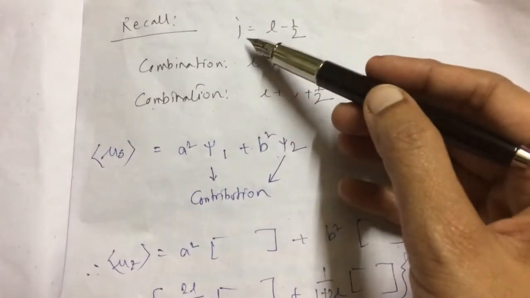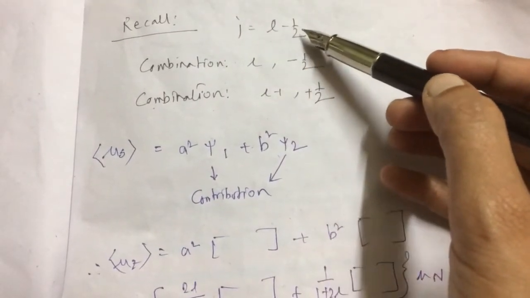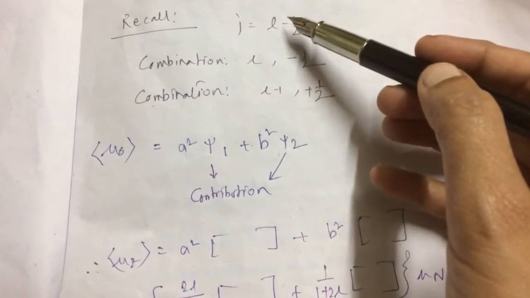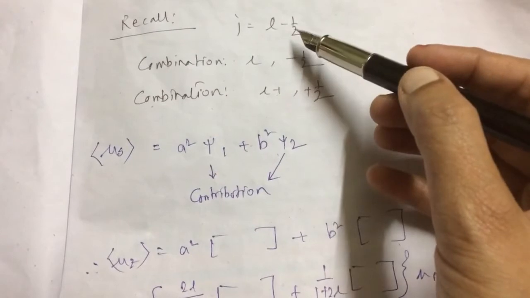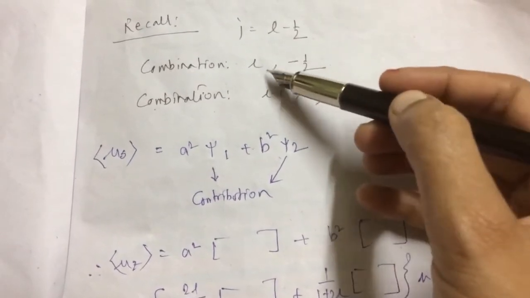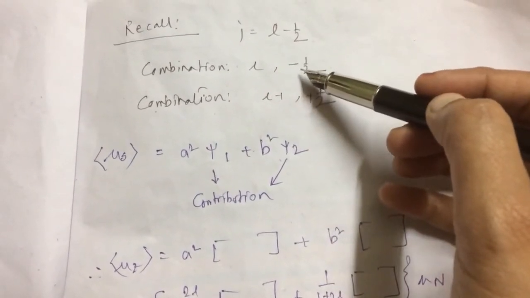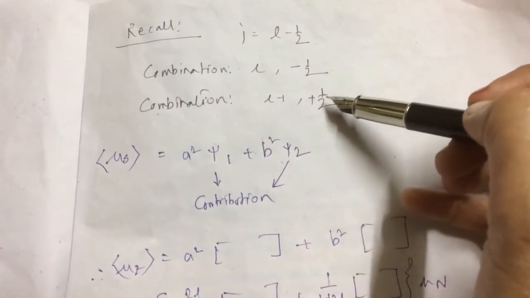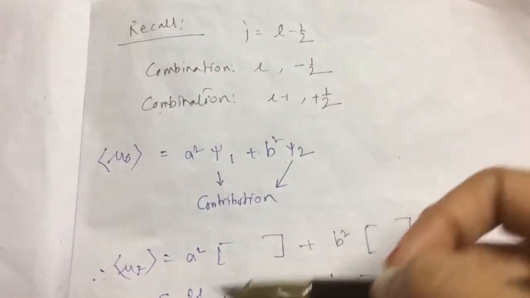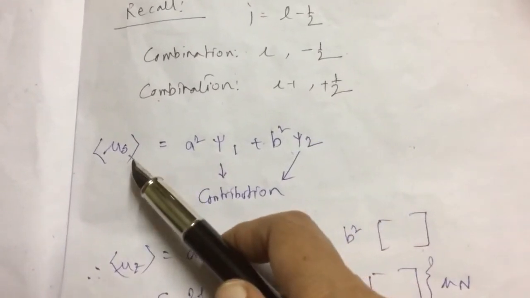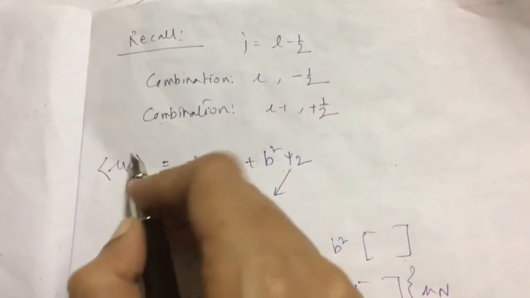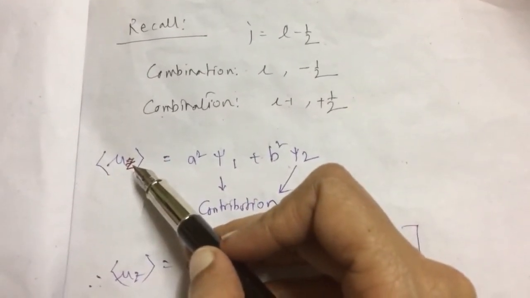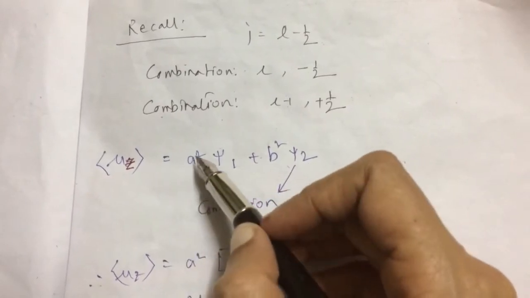Let me recall that J is equal to L minus half, and we are starting for this J value. There will be two combinations: L and S equal to minus half, and one other combination will be L minus 1 and S equal to plus half. And the magnetic moment, this should be Z. The average value of the magnetic moment of the nucleus will be A square.